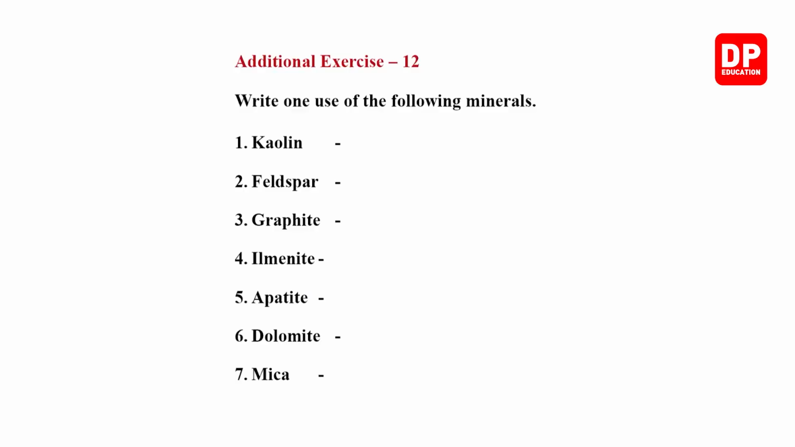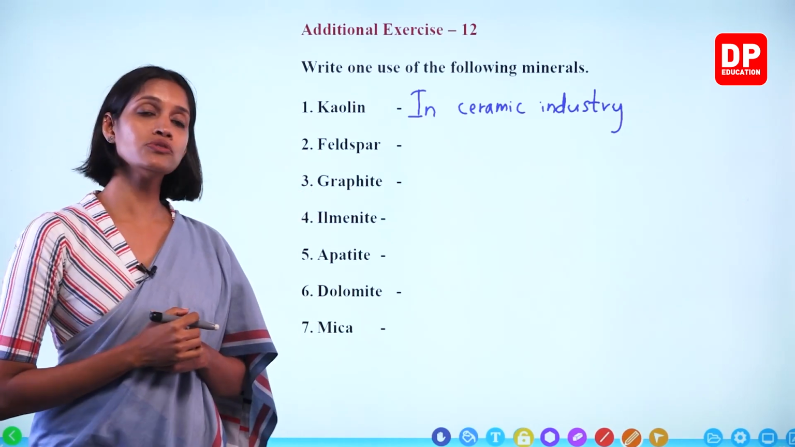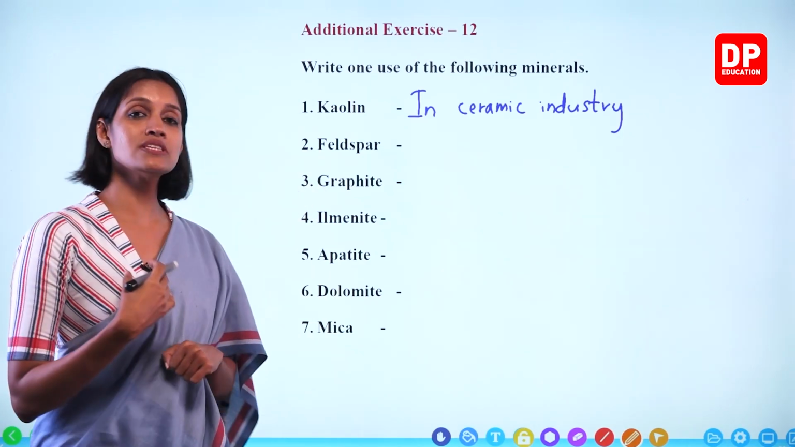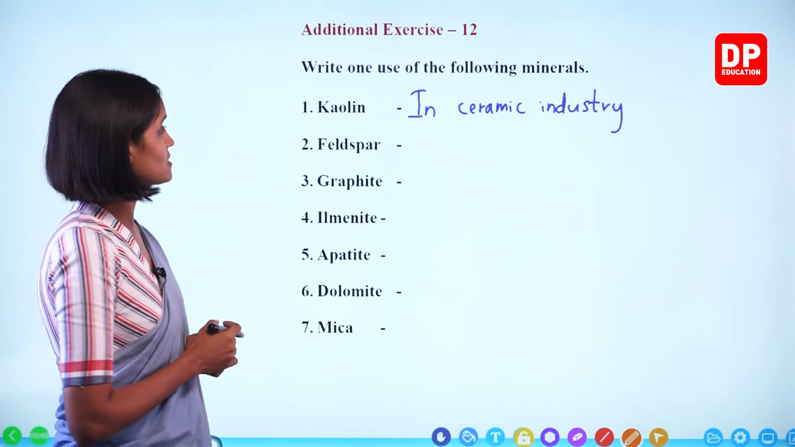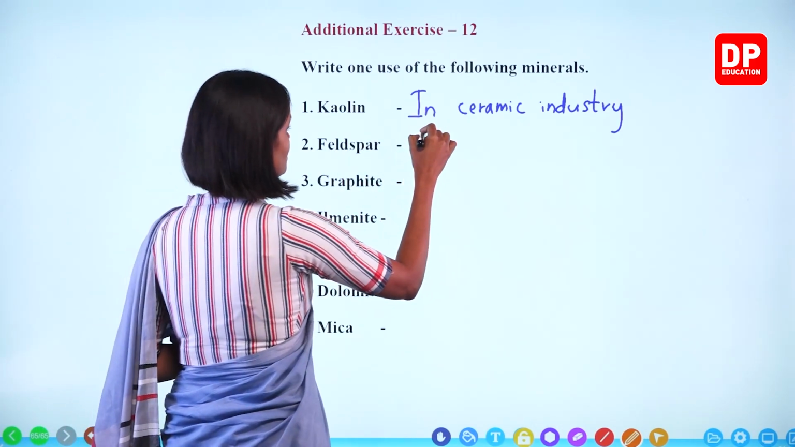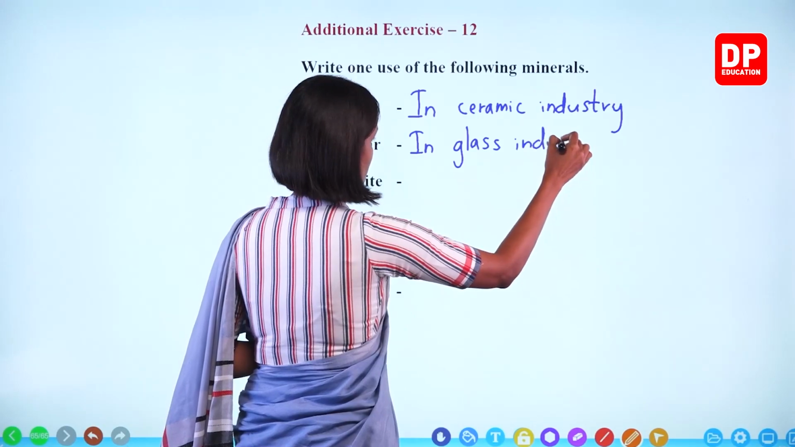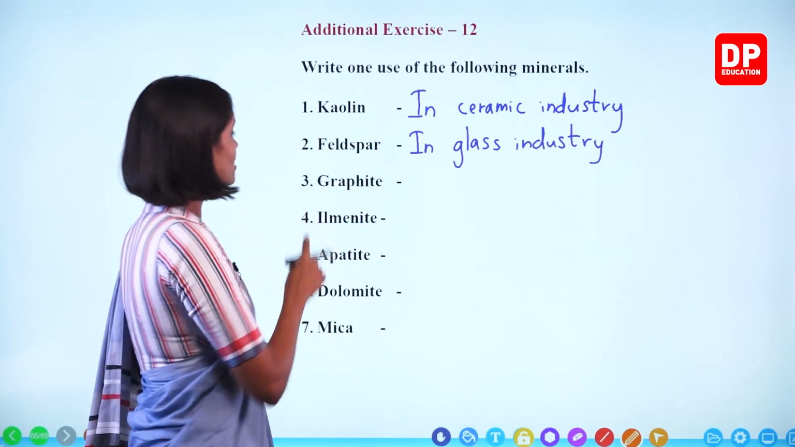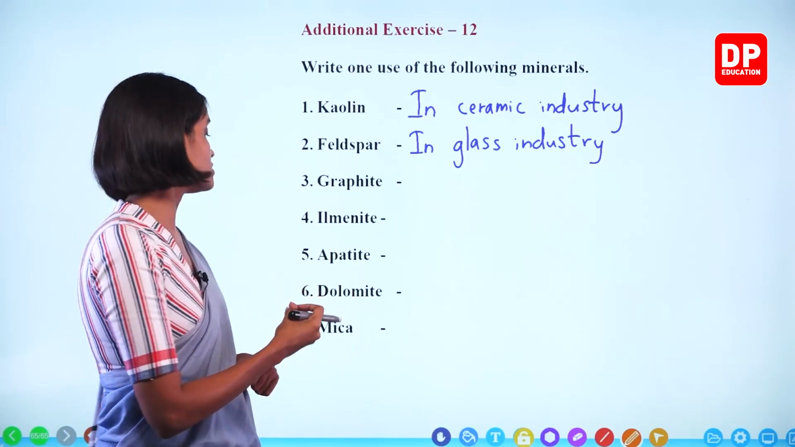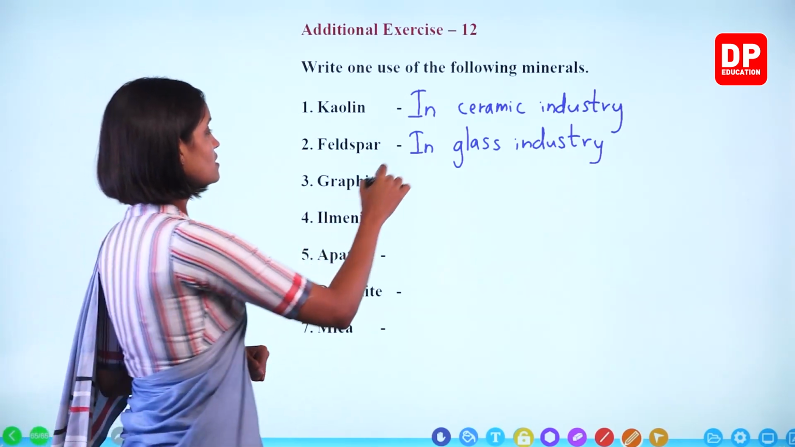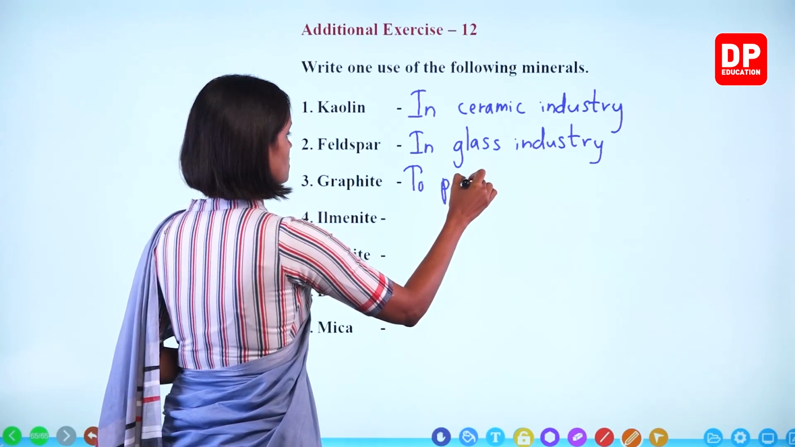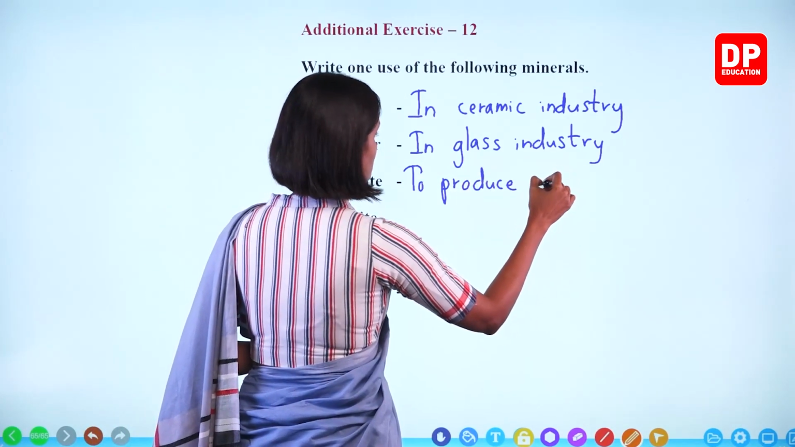We will write down in ceramic industry. Feldspar, number 2. Feldspar is also used in the ceramic industry and also in the glass industry. So we wrote ceramic here, we will write in glass industry. Right. Graphite. Graphite is a very common material used to produce pencils, okay? To produce pencils.